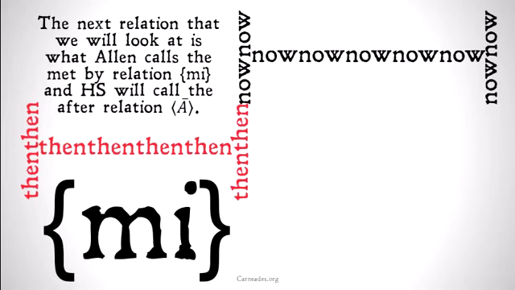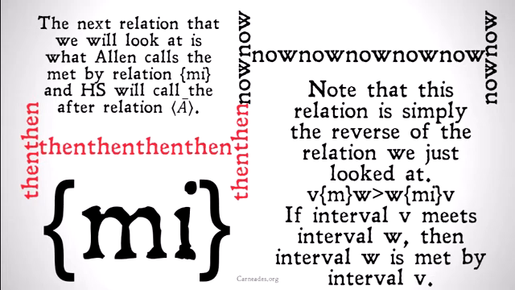As you can see from the diagram, this is talking about relations between the current interval and an interval which directly preceded it, which it was met by. So this relation is simply the reverse of the relation we just looked at. If V meets W, then W is met by V. Hopefully that makes sense, and hopefully the visual here gives you a good clue as to what we're talking about. This is talking about the relation between a current interval and an interval that directly preceded it, that ended at the exact same moment that this one began.